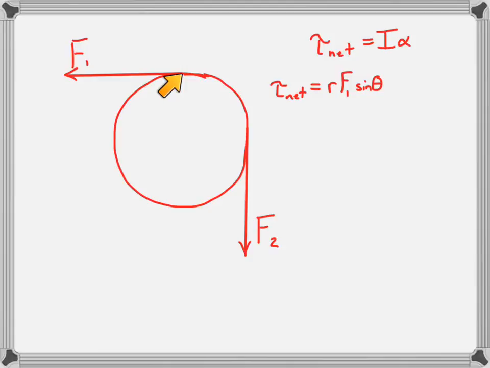This tension force is acting where the pulley first meets the string. And that happens to be right here at a 90-degree angle, right at the very top. So the angle that's formed by my radius, which would be an imaginary line going here, and my force, that would be a 90-degree angle. So sine of theta is going to equal 1.